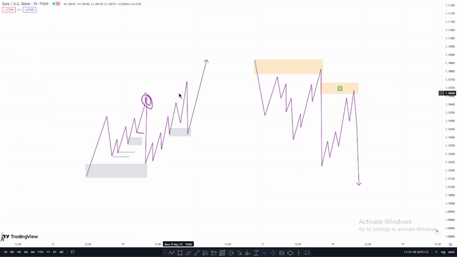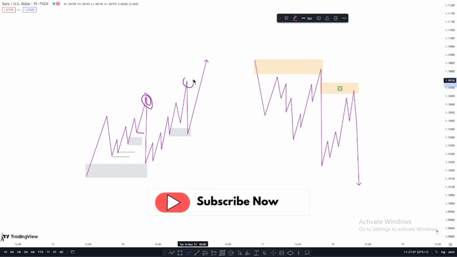And as you can see, it has taken it out with a candle body close and printed this high. This high can only be confirmed as a valid high if it takes out your first internal structure low. This high cannot be confirmed as a valid high until it takes out the first internal structure low. And as you can see, the first internal structure low has been taken out from there.